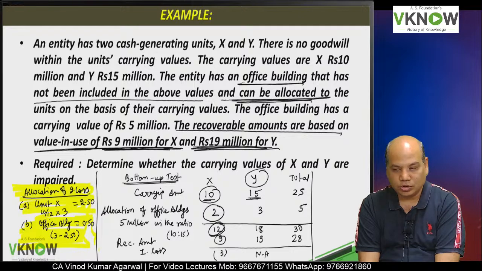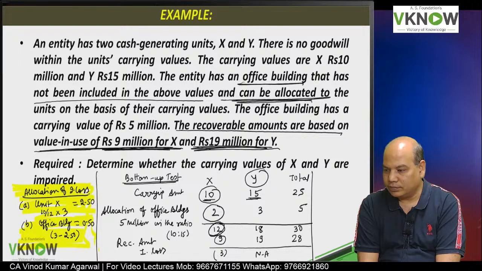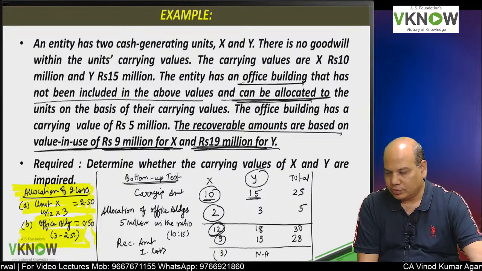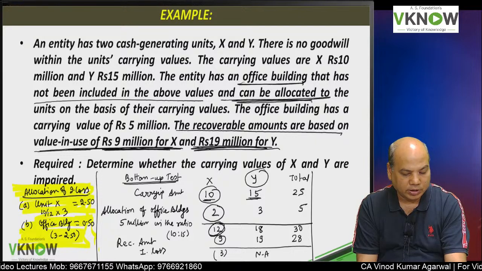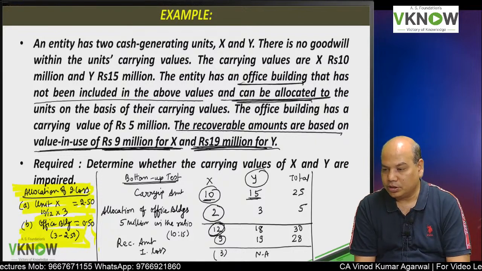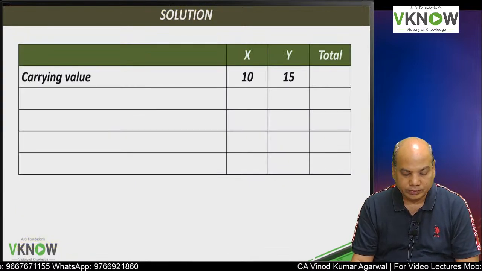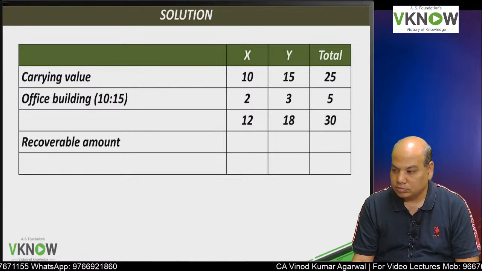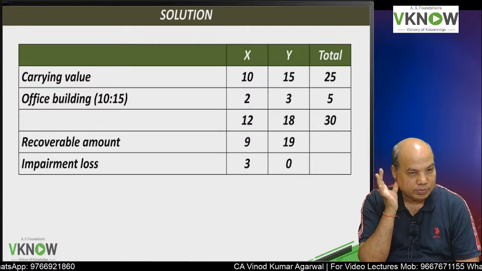Have you noted the allocation of impairment loss? Unit X: 10 by 12 into 3, that is 2.50. Unit X 2.50; the balance for the office building will be 3 minus 2.50, that is 0.50. So that was the answer. The answer is printed in the book, up to this it is printed. Remaining you have to write below the allocation.